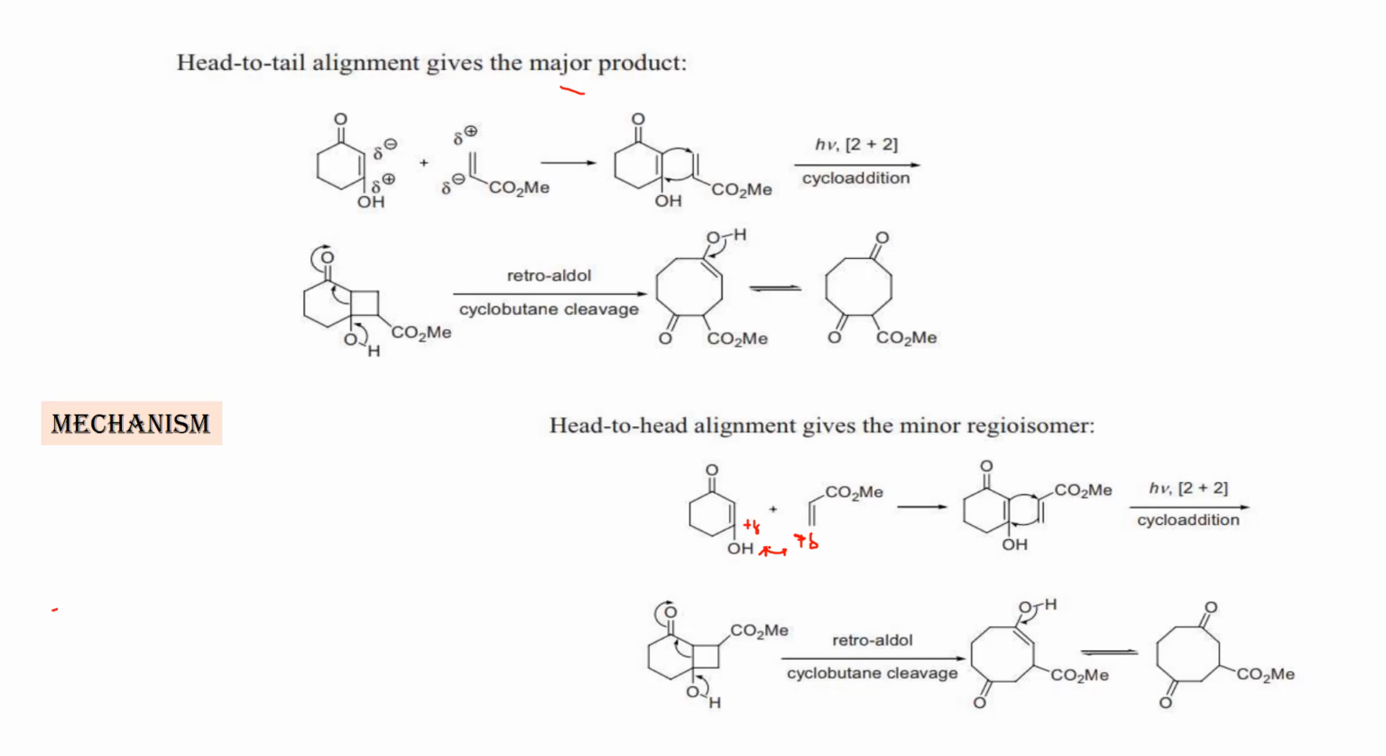We will get the major product where the electronic effect supports our connection. So here, as this is the beta carbon, it is delta positive, but here as it is the alpha carbon, this is delta negative. So this combination will always give us our major product.